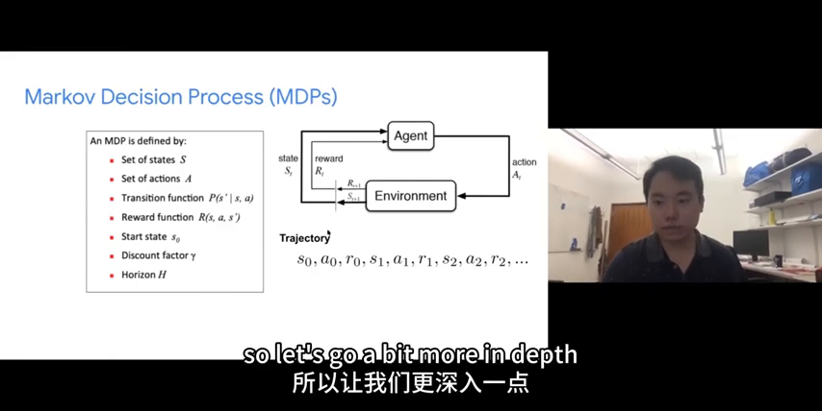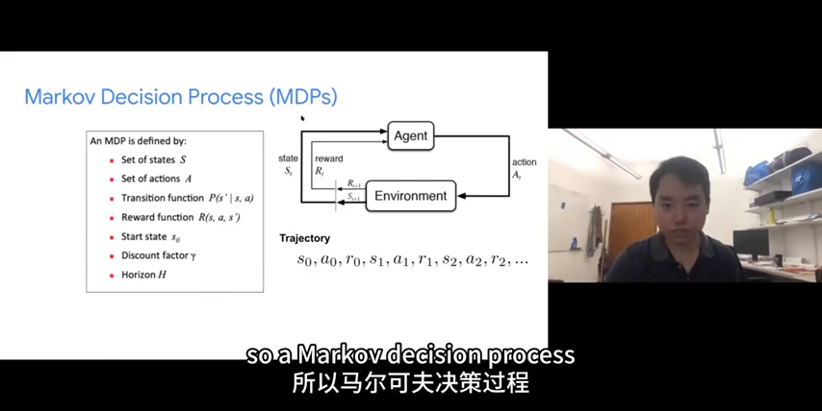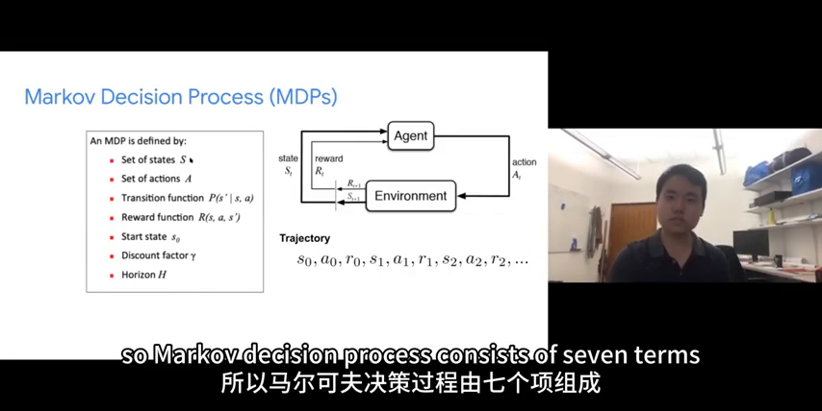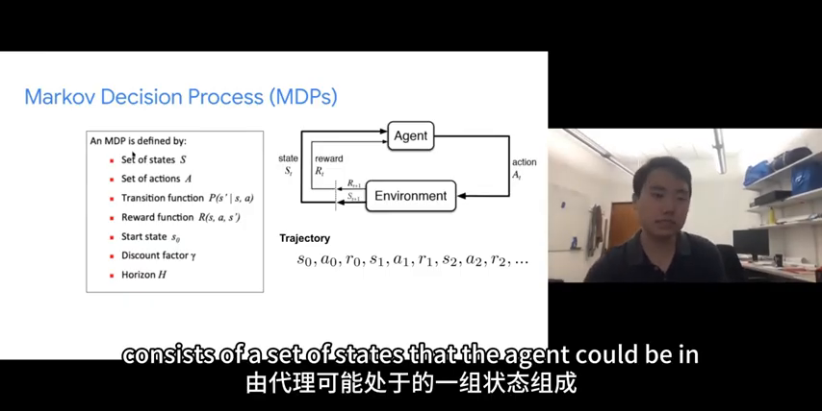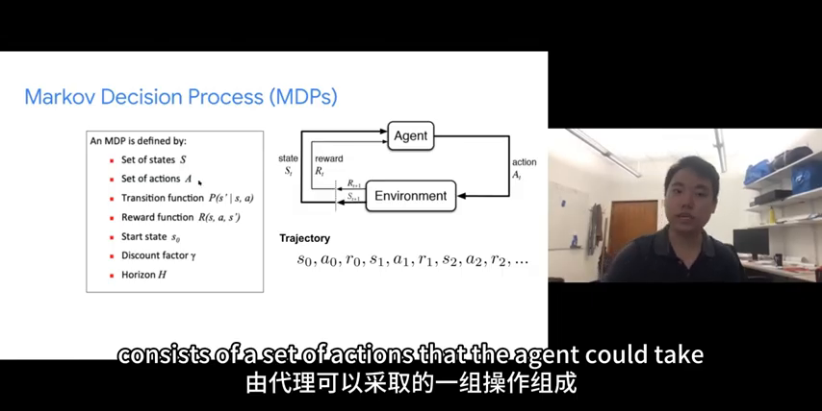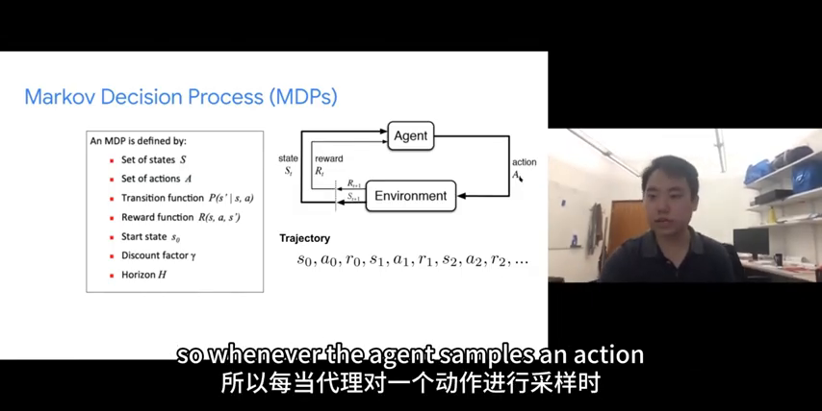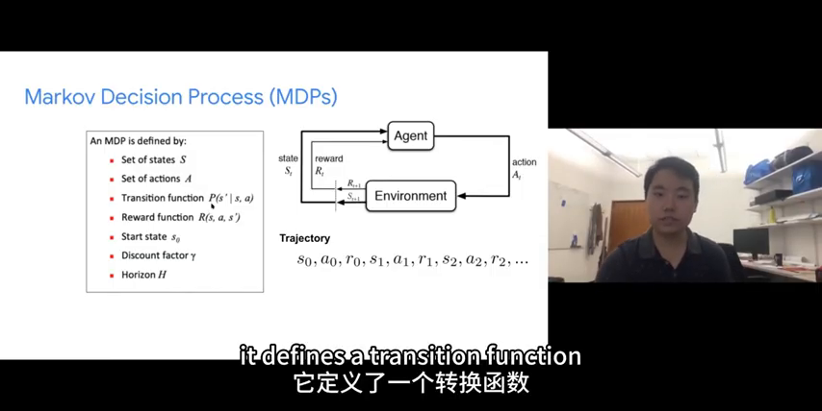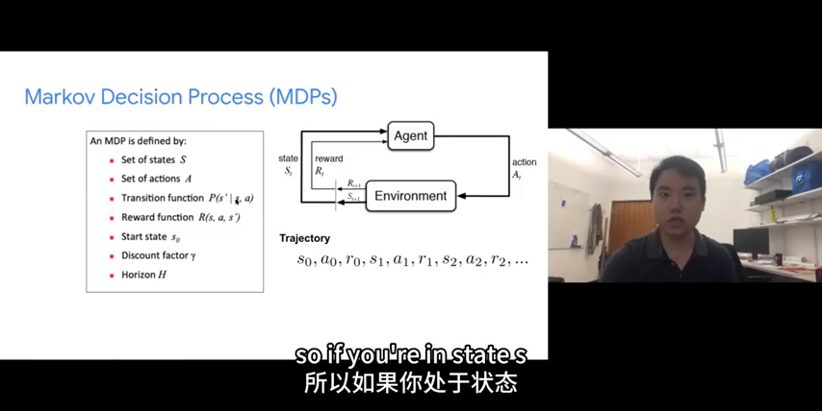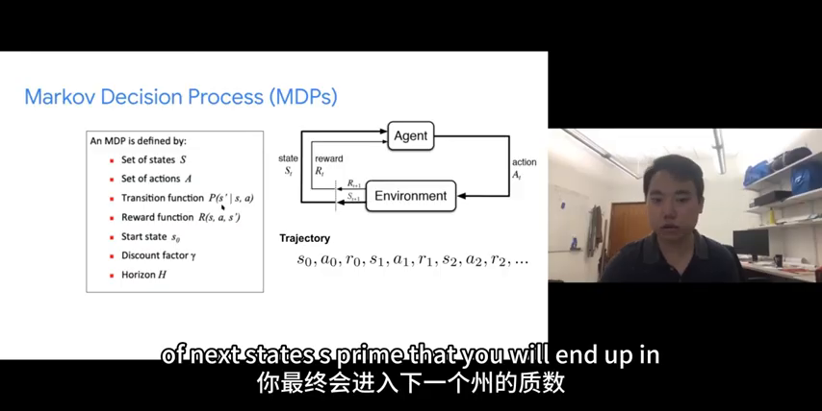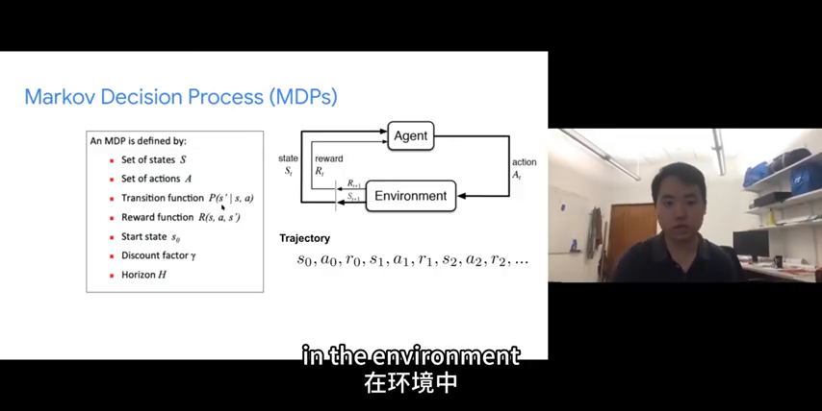So let's go a bit more in depth. A Markov decision process is basically a way to formalize many of the terms that we just talked about. A Markov decision process consists of 7 terms. It consists of a set of states that the agent could be in, and a set of actions that the agent could take. So whenever the agent samples an action, it must fall under one of the set of actions. It defines a transition function. If you're in state S and take action A, it tells you the distribution of next states S prime that you will end up in in the environment.